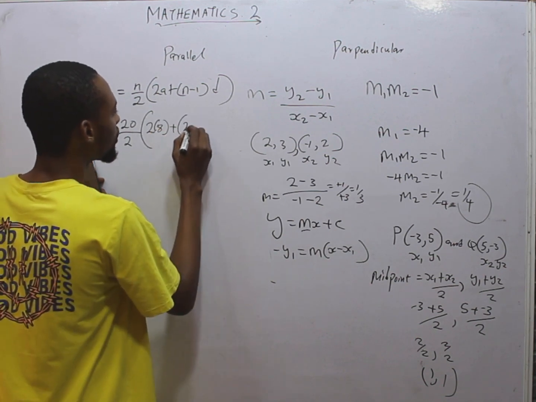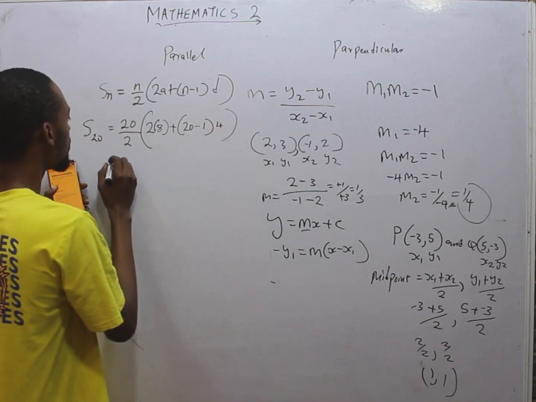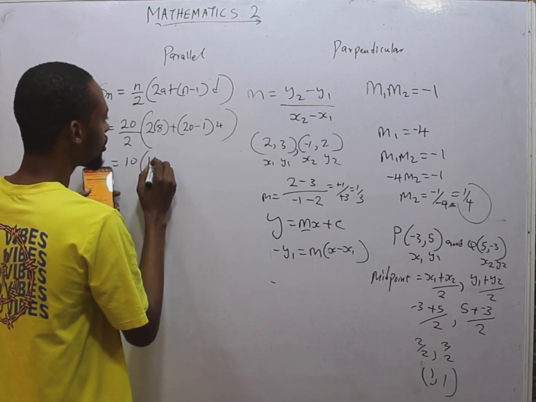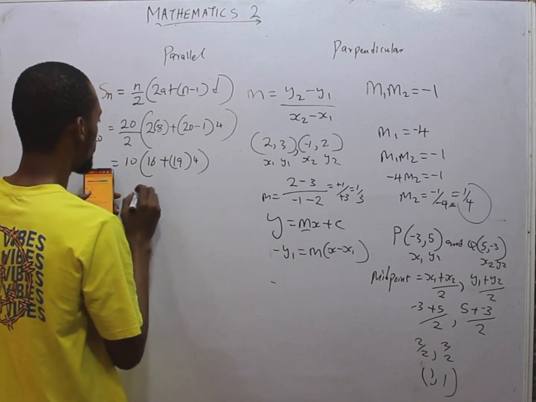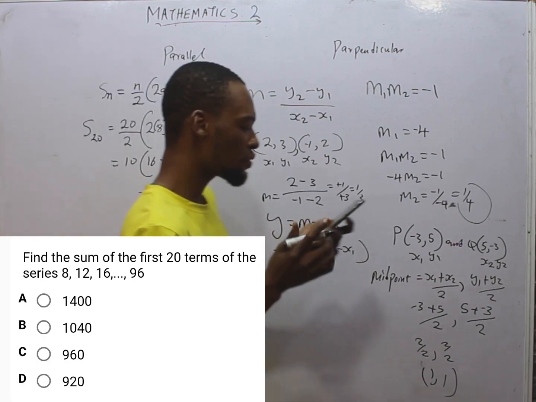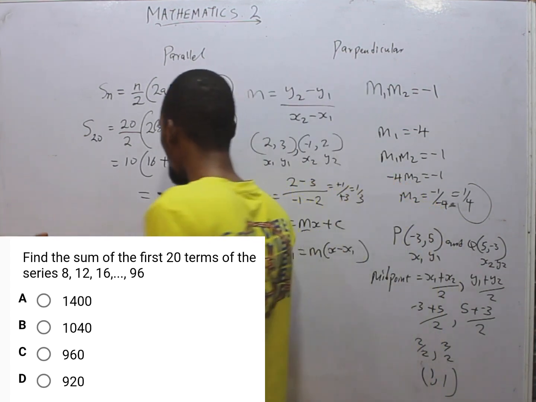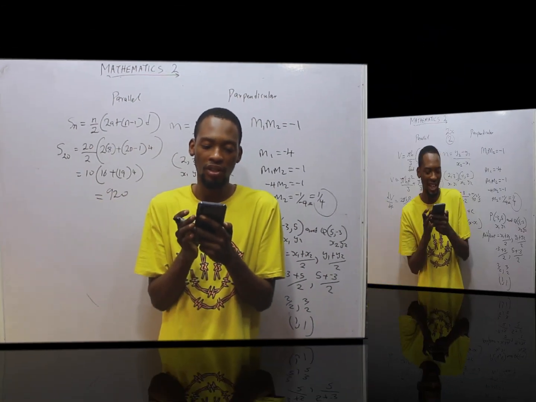Plus n, 20 minus 1. D is 4. So this is 10. 8 times 2, that should give you 16 plus 19 times 4. If you solve that correctly, that should give you 920. Otherwise, call my attention to it. So option D is the correct option.